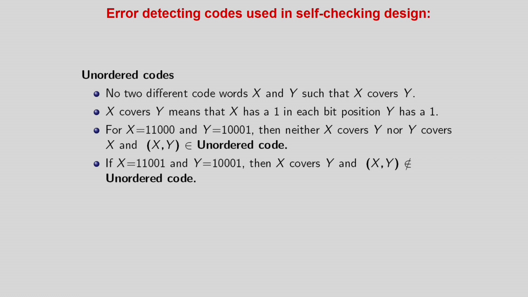Again, I am just repeating yesterday's lecture because we will continue from this point. As a recap, we have seen unordered codes. Unordered codes are such that one word should not cover another. For example, at this point this is a 1 and this is a 0, but in another position this one will have a 0 and this is a 1. So this one does not cover that, and that one does not cover this. Nobody covers each other, and therefore they are called unordered codes. Neither x covers y, nor y covers x.